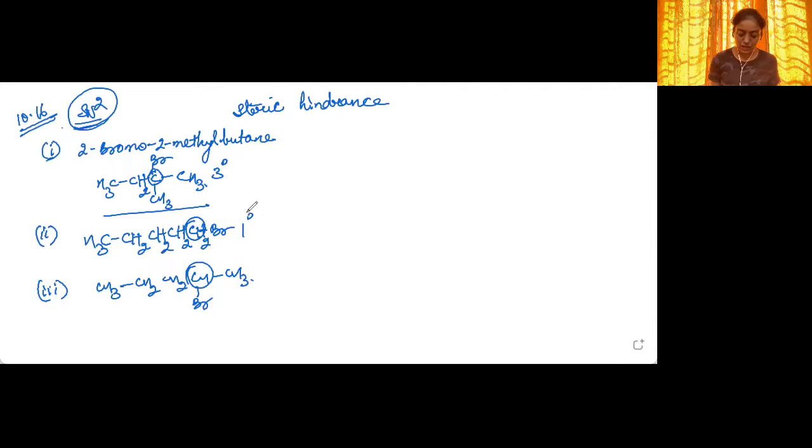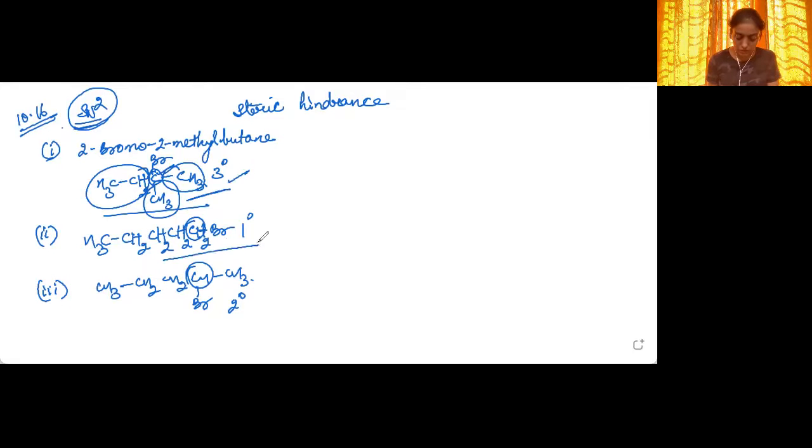Now, if we see the first case, it is a tertiary alkyl halide. Second one is a primary alkyl halide, and third one is a secondary alkyl halide. Okay, now the crowding across the carbon where attack is to take place is maximum in case of the tertiary alkyl halides. So you can see this carbon is surrounded by an ethyl group on this side, and methyl groups on the other two sides. So this will be least reactive towards the SN2 mechanism.